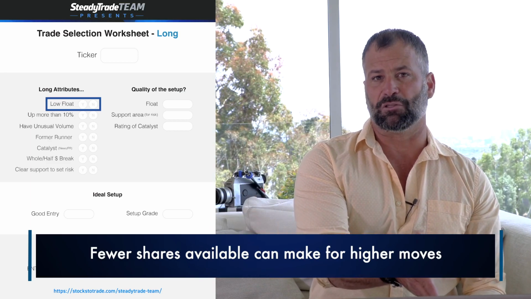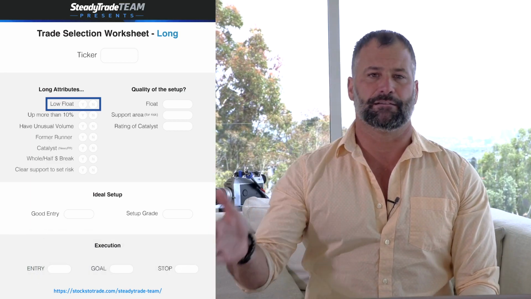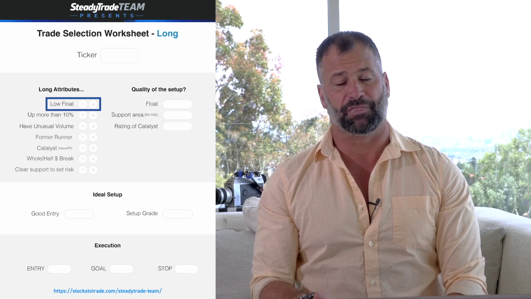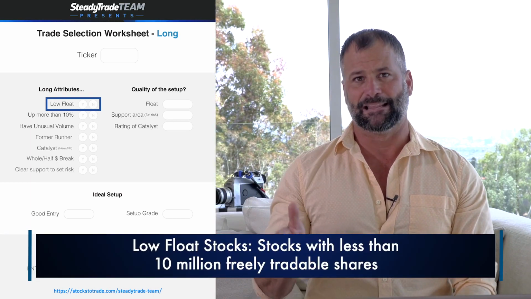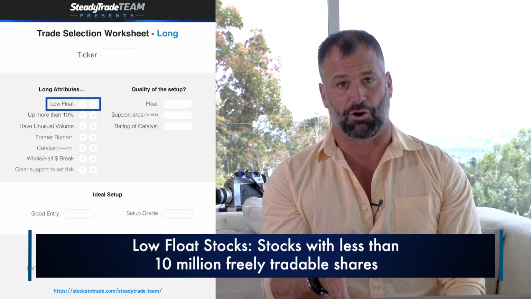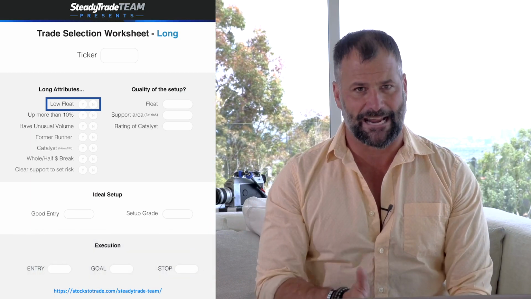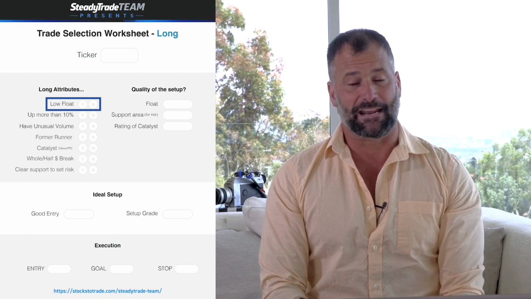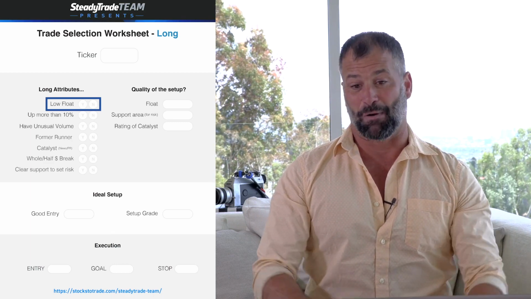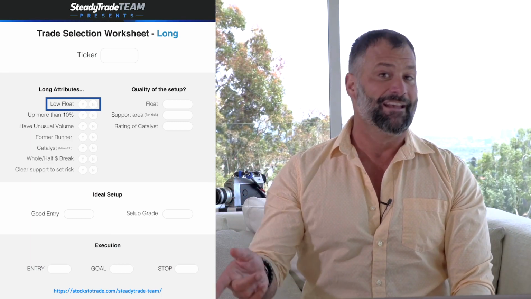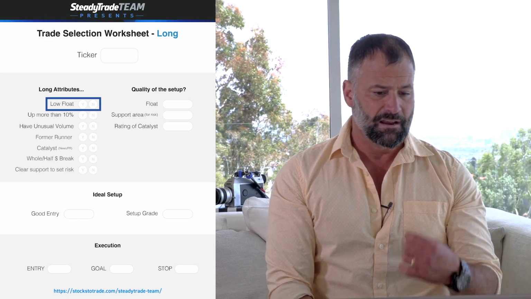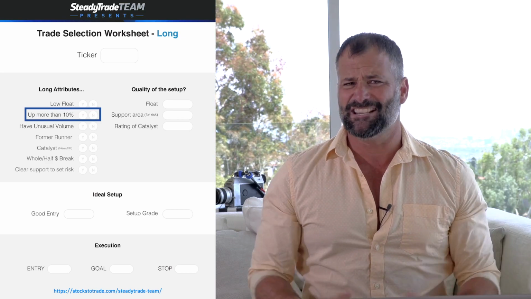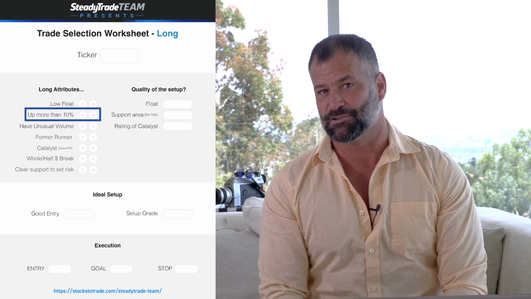So when we talk about low float, typically, not always, but the general rule of thumb is a stock with less than 10 million freely tradable shares. And so I want you starting right there. If you're looking to day trade a stock, I want you checking yes to that box. If not, you probably throw the sheet away and start over with another stock that is less than 10 million shares. Next criteria is the stock up more than 10%?